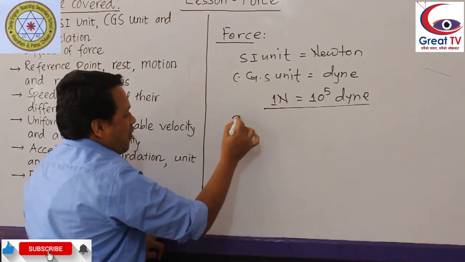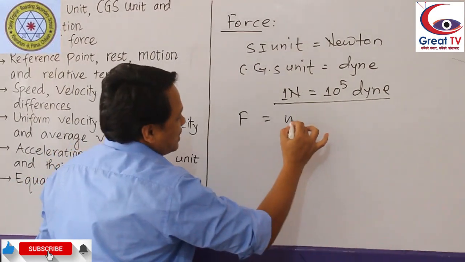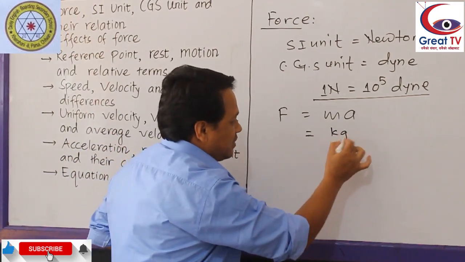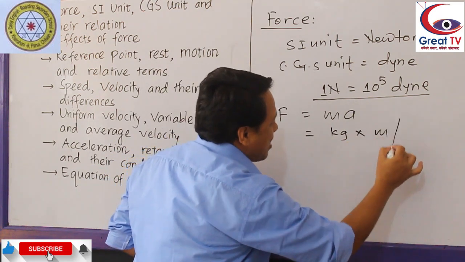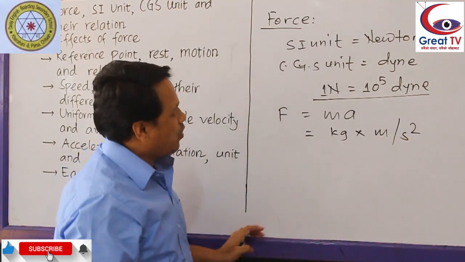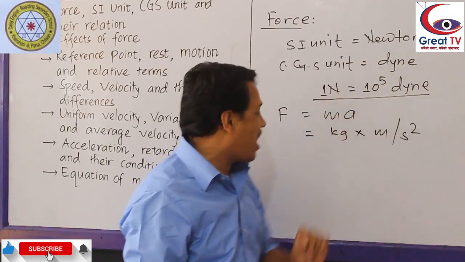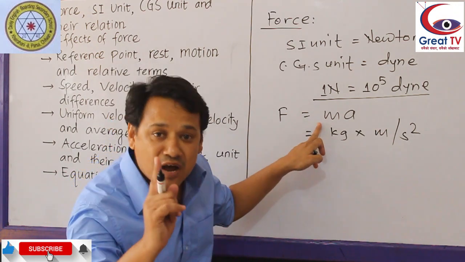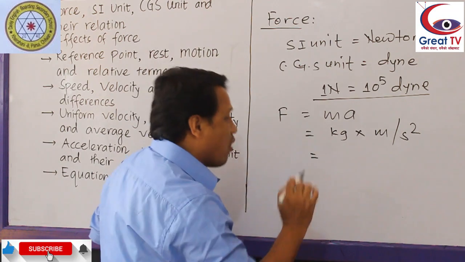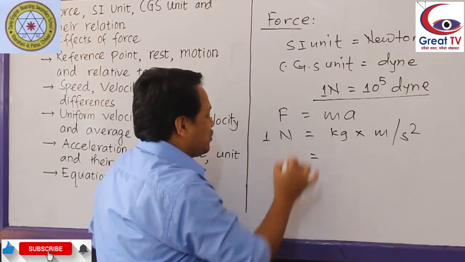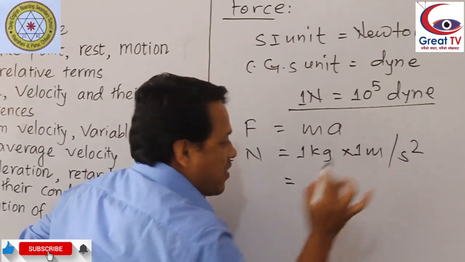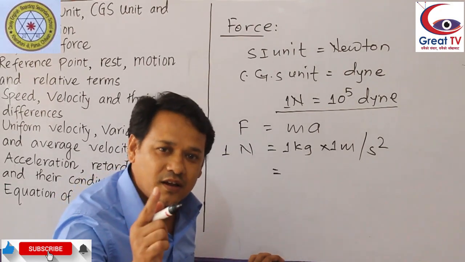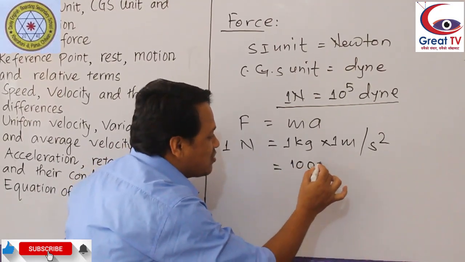Look here. Force, F, equals mass times acceleration. The unit of mass is kg, and the unit of acceleration is meter per second square. We are discussing the CGS unit, the dyne. In CGS, the unit of mass is gram. So how many grams are there in 1 kg? For 1 Newton force, it will be 1 kg and 1 meter per second square. So in CGS, 1 kg equals how many grams? Yes, 1 kg equals 1000 gram.